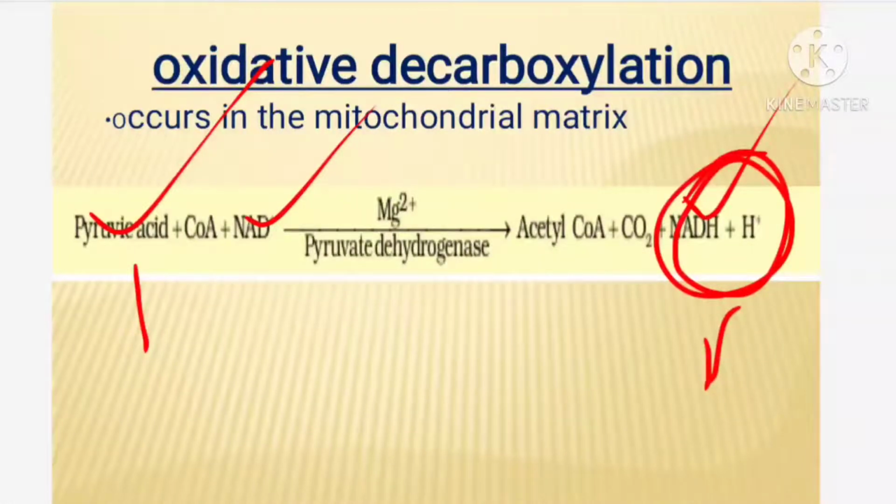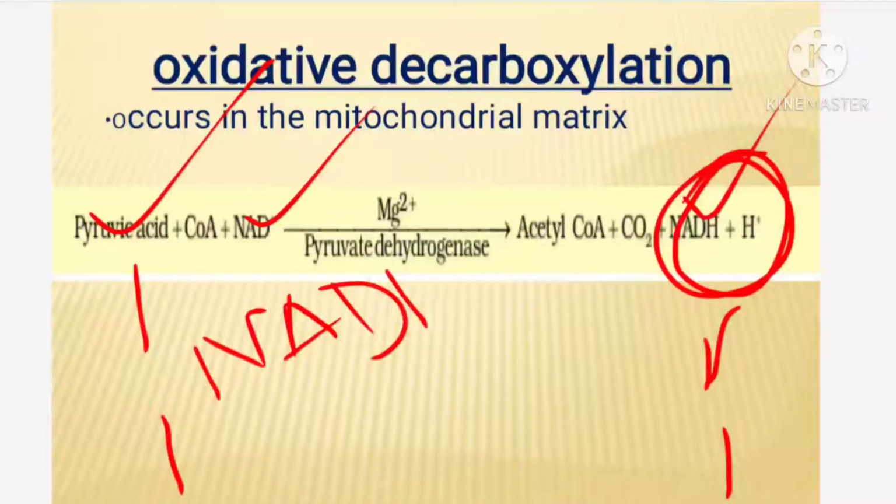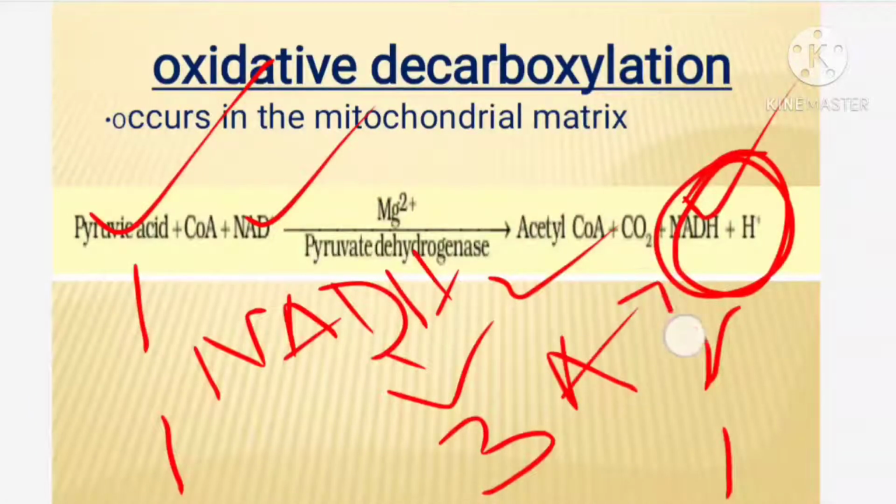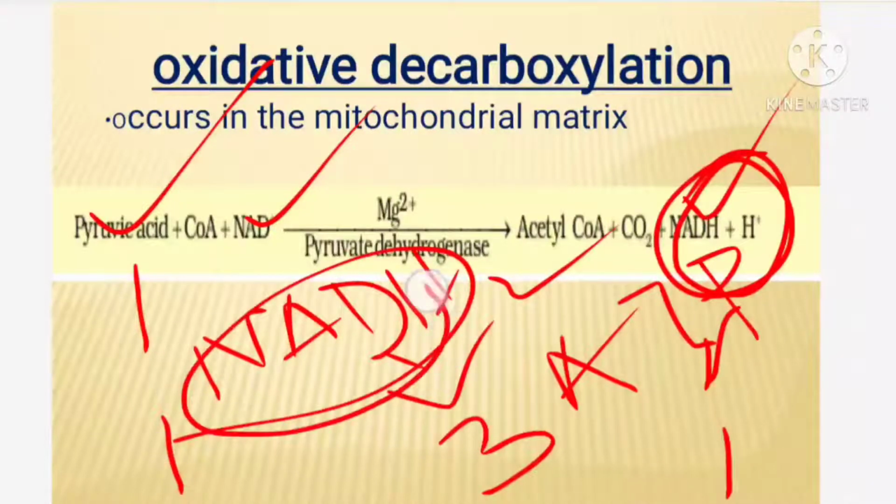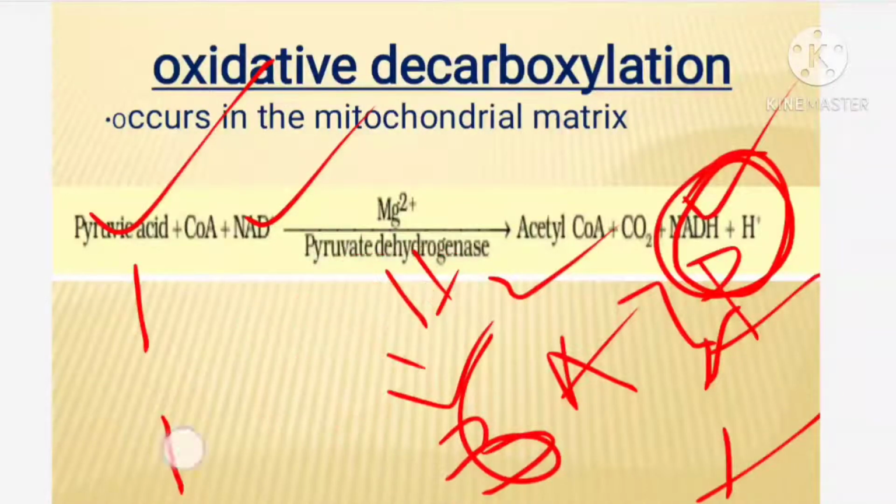How many pyruvic acids were produced in glycolysis? 2 pyruvic acids, right. So, 2 pyruvic acids will give 2 NADH2; 1 will give 1, 2 will give 2. We have already learnt that 1 NADH2 is equivalent to 3 ATP molecules. So, 2 NADH2 will give how many ATP? 6 ATP.